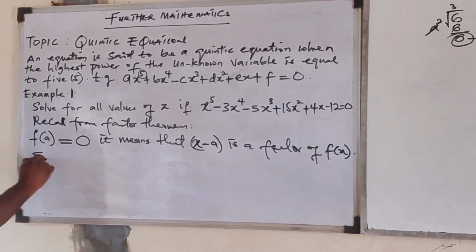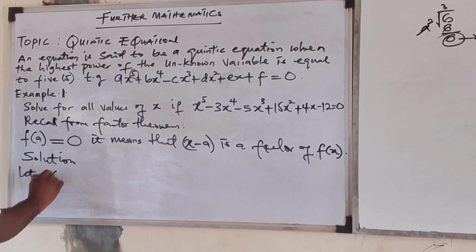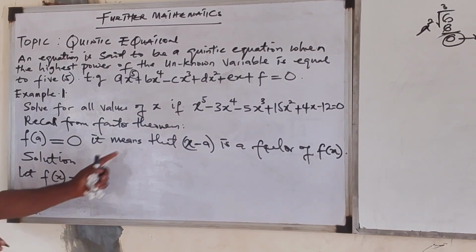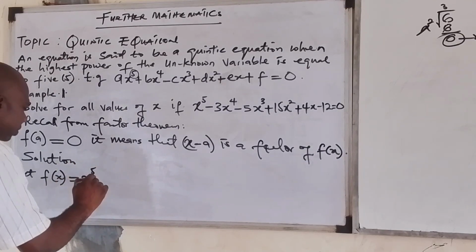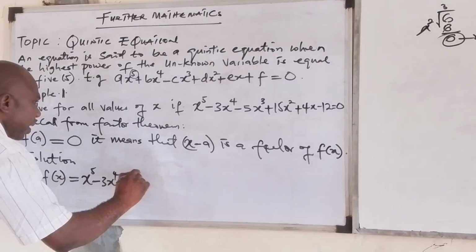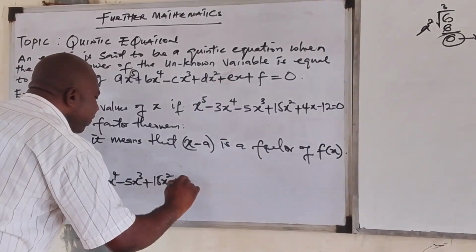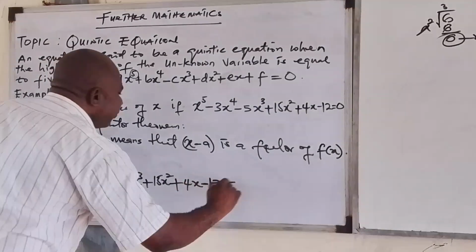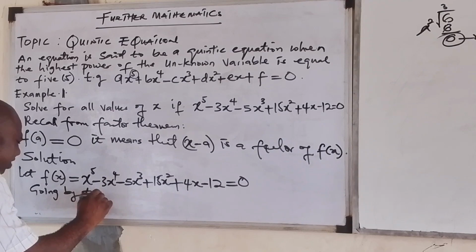Now, solution. Let f(x) be equal to the whole of this, which is x^5 - 3x^4 - 5x^3 + 15x^2 + 4x - 12 = 0. Now, going by testing substitution.